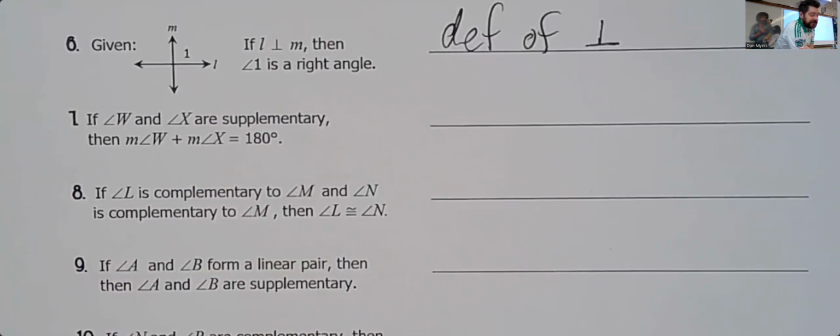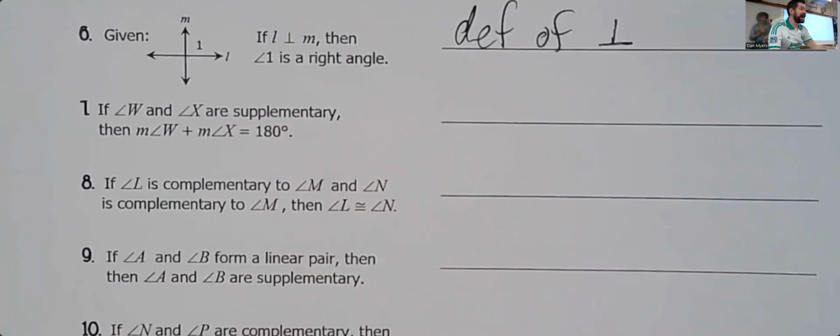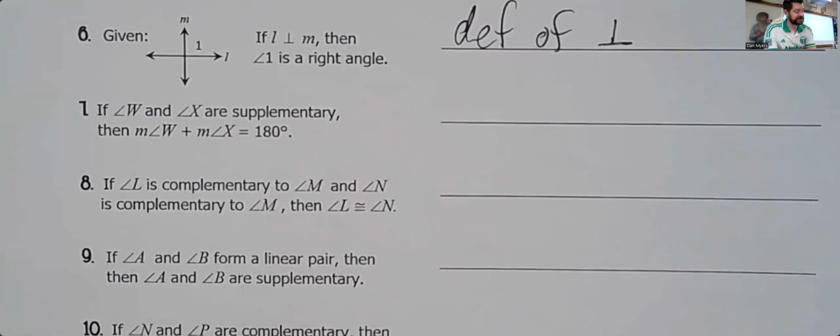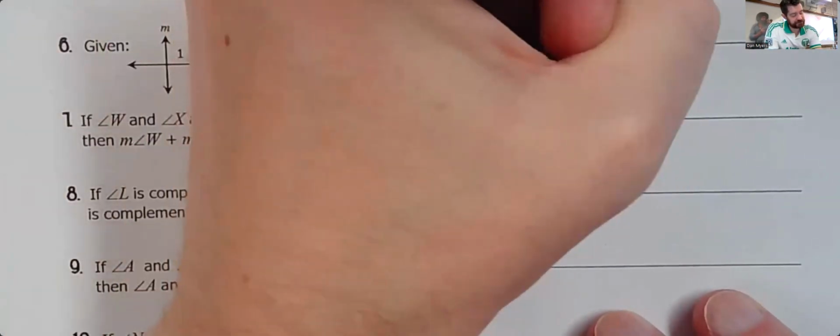Definition of supplementary, good for number 7. Yep. Two angles that add up to 180 means that they are supplementary. We see the number 180. That's important here, because the definition of supplementary has the number 180. So this is definition of sup.